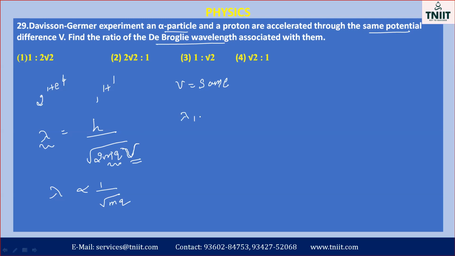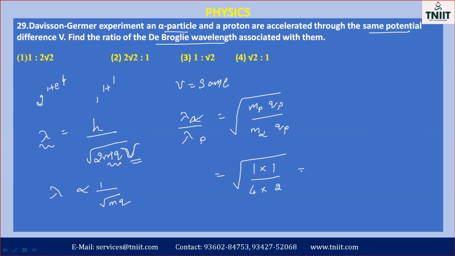So lambda 1, that is for alpha by proton, is root of mass of proton into charge of proton, over mass of alpha into charge of alpha. So what is the mass of proton? 1, charge of proton is 1, mass of alpha is 4, charge of alpha is 2. So root of 1 by 8, root of 1 by 8 is nothing but 1 by 2 root 2. So option 1 is the right answer.